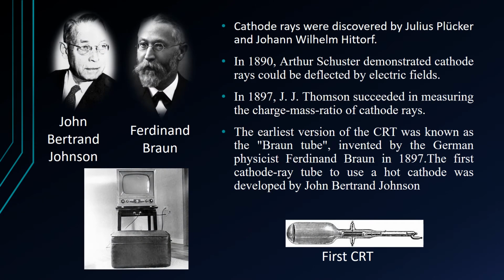Cathode rays were discovered by Julius Plucker and Johann Wilhelm Hittorf. In 1890, Arthur Schuster demonstrated cathode rays could be deflected by an electrical field, and William Crookes showed that they could be deflected by a magnetic field.